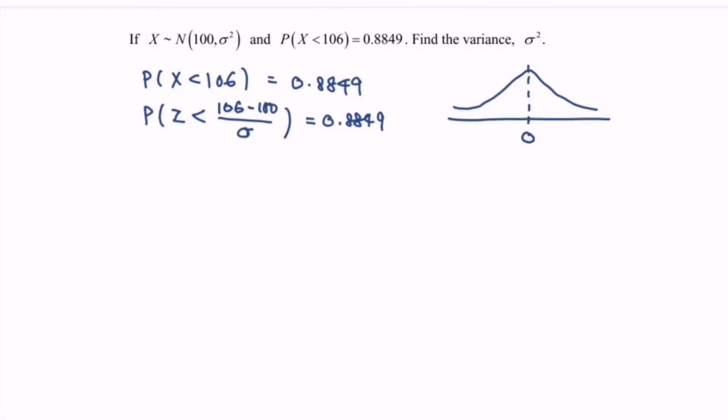So next, try again. Locate the value of z on the right hand side. Then refer to the question: the probability that z is less than 106 minus 100 over the standard deviation. So this will be the shaded region. Reconsider the situation: is it possible for this portion to equal 0.8849? I believe the answer is yes.